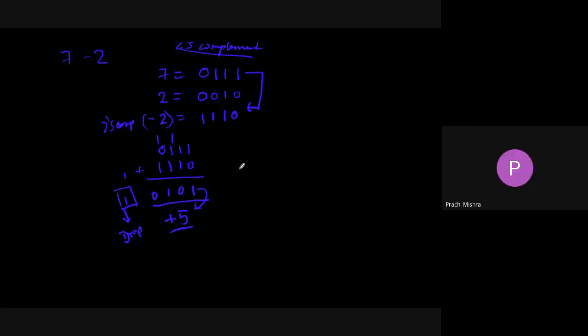Now we'll do the reverse way around. So 2 minus 7. How to do that? The answer supposed to be coming is minus 5. So 2 is nothing but 0, 0, 1, 0. What is 7? 7 can be written down as 0, 1, 1, 1. What is minus 7? Over here, minus 7 is nothing but the 2's complement of 7.